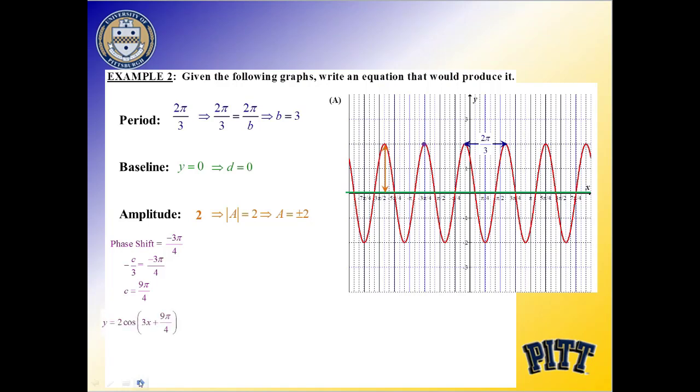So I can say that one equation for this would be y equals 2 times the cosine of 3x plus 9 pi over 4. And if you graphed it, you would see pretty much the same graph. But what if I didn't want to choose negative 3 pi over 4 as my starting point and therefore my phase shift? Hold on one second.